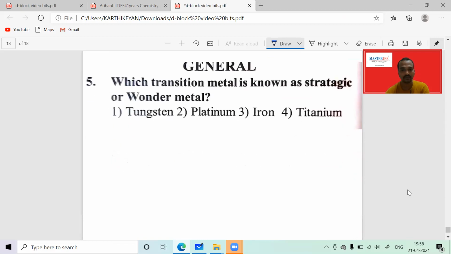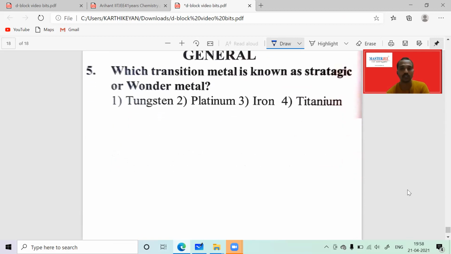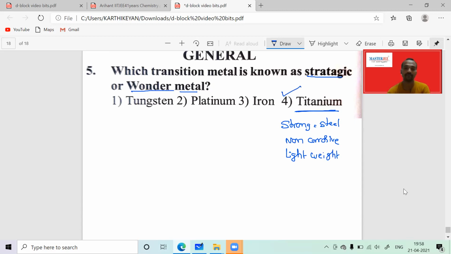Next, which transition metal is known as the strategic or wonder metal? Titanium is the wonder metal. Why? Because of its strength. It is strong like steel, it is non-corrosive, and it is light in weight. So because of these properties, titanium is considered a wonder metal or a strategic metal.